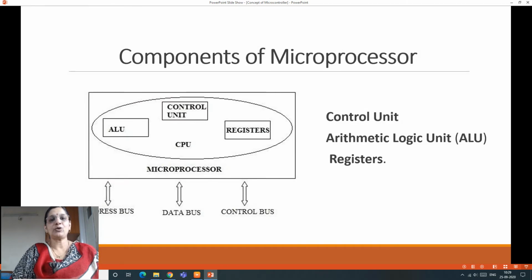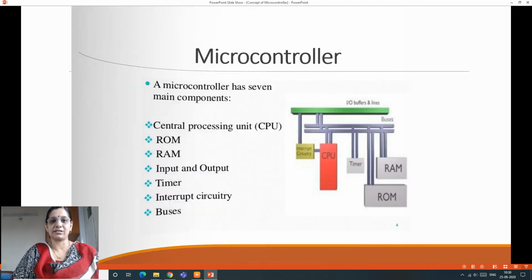Thus, a microprocessor contains arithmetic logic unit and control unit. In addition, it also contains internal registers which are used to store frequently required data. These registers are used to improve the speed of execution of programs inside CPU. The microprocessor is connected to external devices such as input, output, and memory with the help of three main buses: address bus, data bus, and control bus.